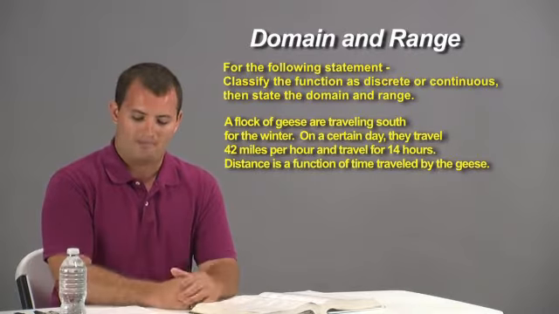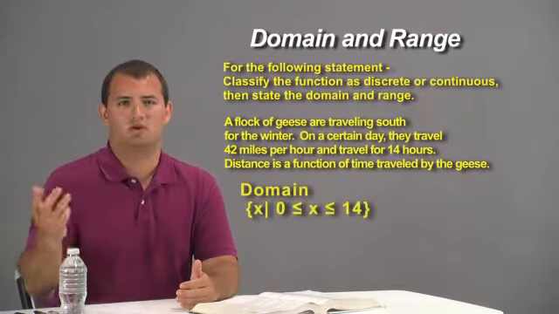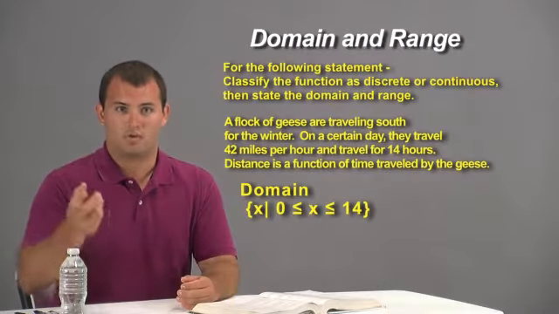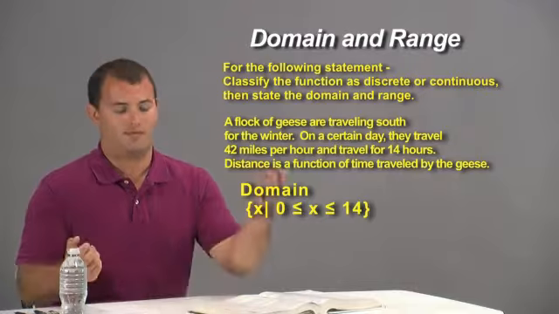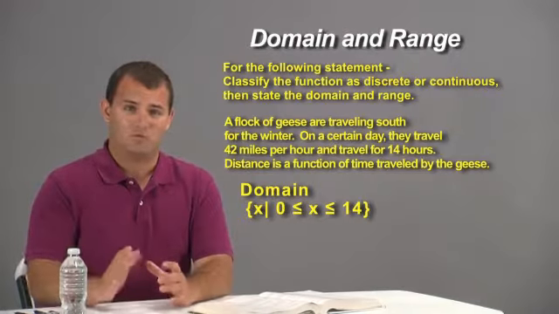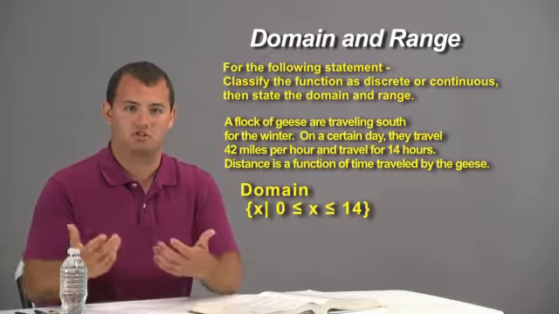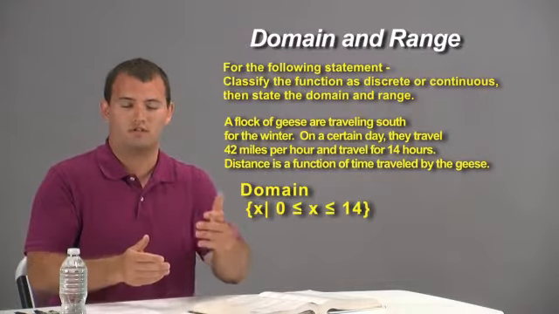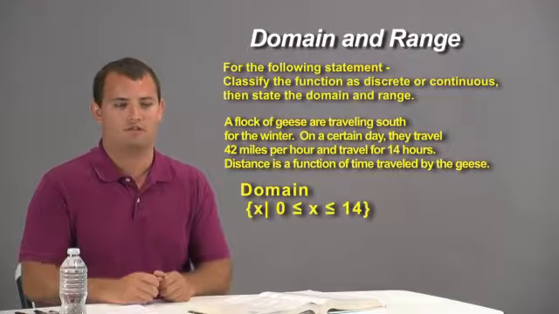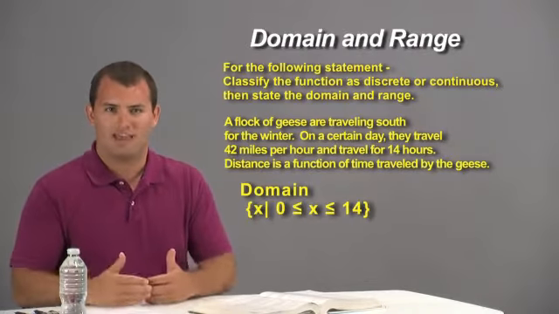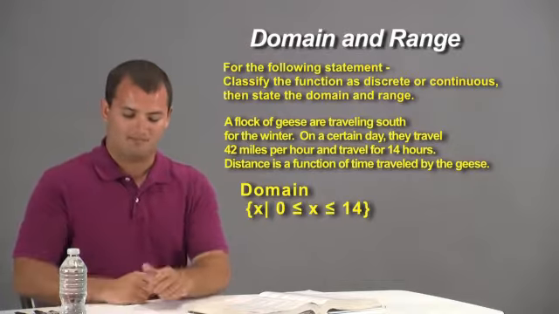First, let's look at the domain. I would say it's the interval from 0 to 14. And it's time. Remember, time is our x value. So we go from time 0 to time 14. And it's an interval. We include all points within the middle because you can look at the distance traveled at time 3.5. We can look at the distance traveled at 7.9 hours. We can look at that interval. We can look at that time.